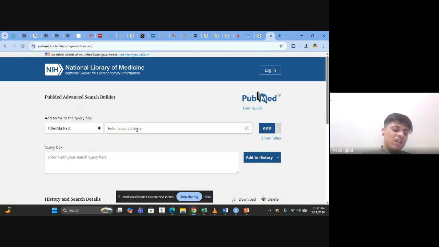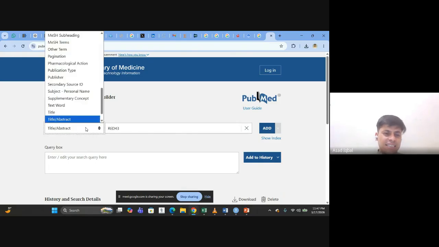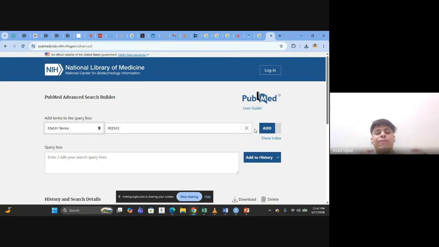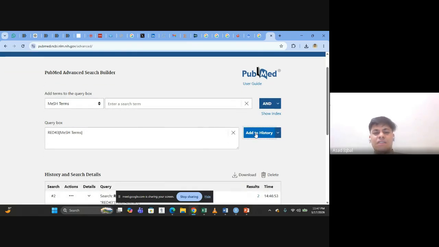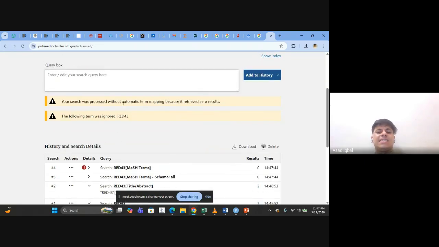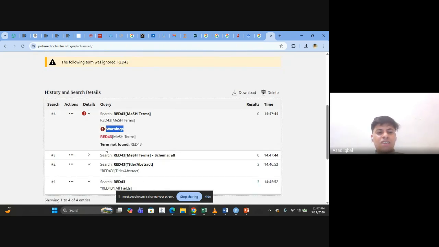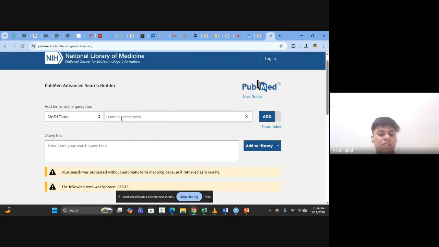Now let's say I'm interested in this, and I want to pull this word as a MeSH term. But before clicking on the MeSH term, make sure whether a MeSH term exists for this specific word or not. Like see, there is no MeSH term for red 43. Term not found. So as I said, a MeSH term is not available for every term. You can't keep every term in your search strategy as both a MeSH word and a simple word. No, no, no. There are some words, for example, stroke.